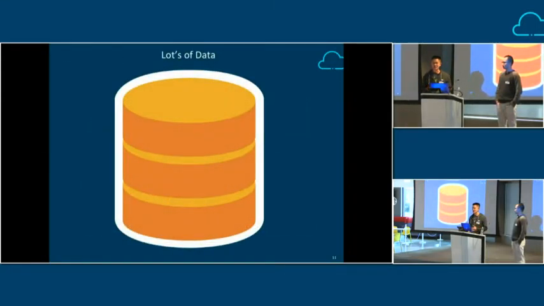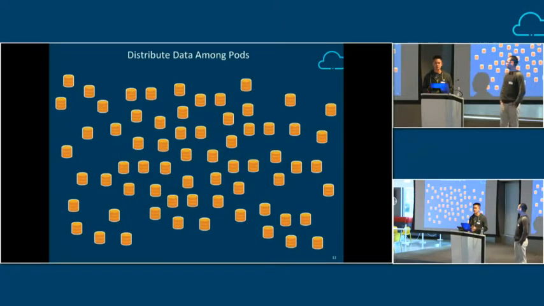It'd be a lot easier if we could store it in one place. It'd be very easy to manage. But as you can imagine, we can't put it in one place. So we split it up and distribute it among pods. A pod is our name for just a piece of our data.